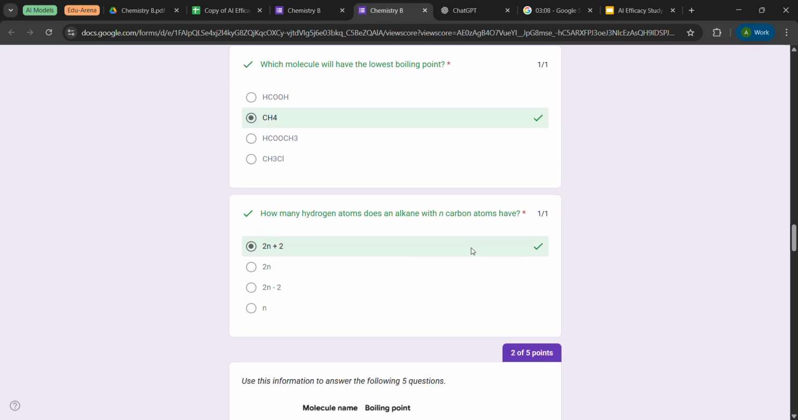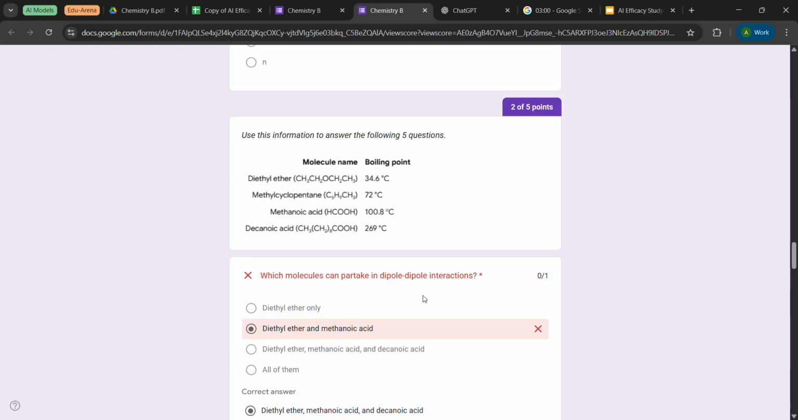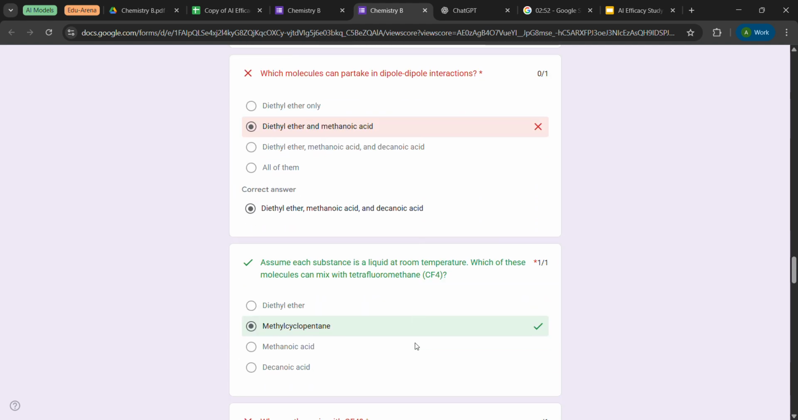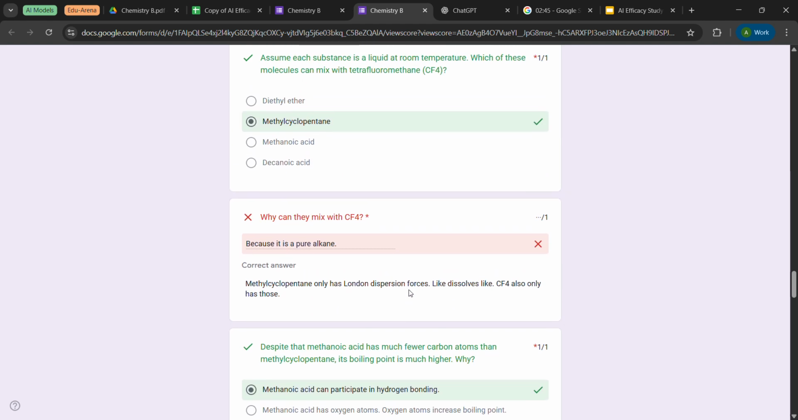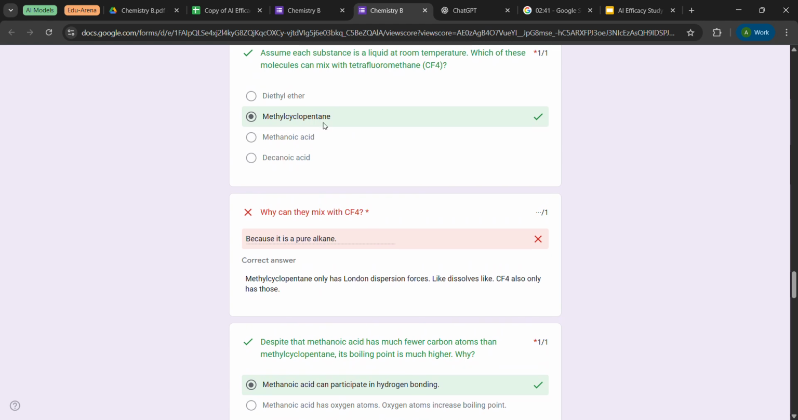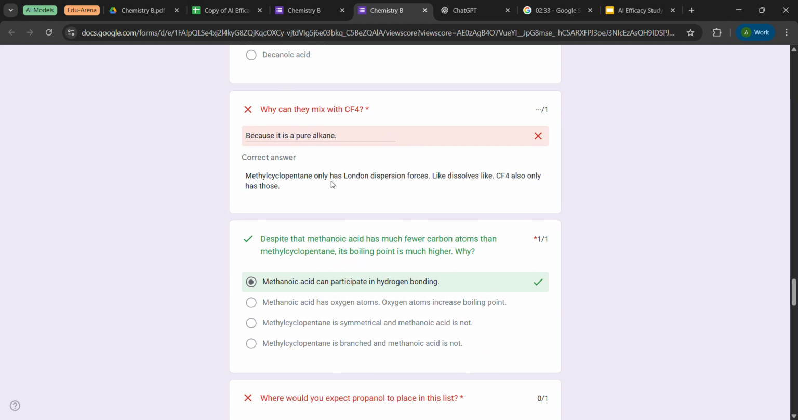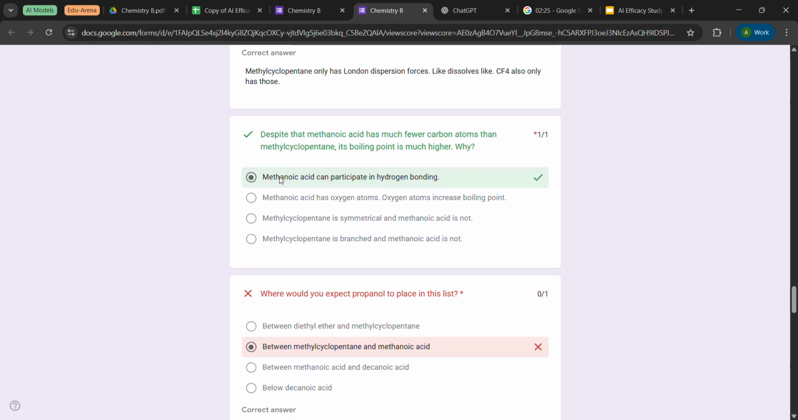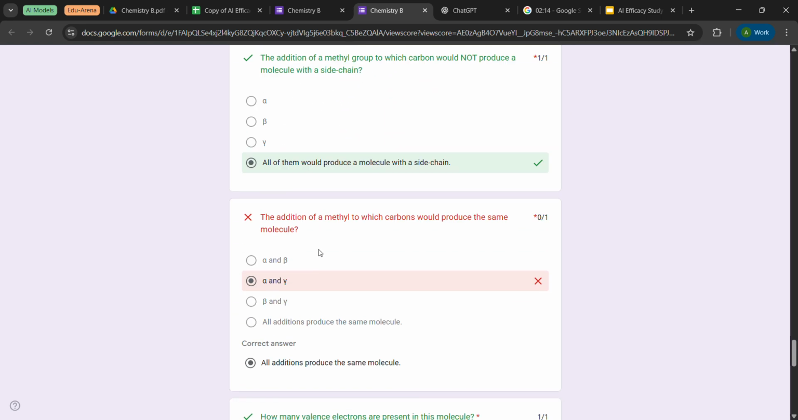How many hydrogen atoms does an alkane with n carbon atoms have? It is okay. This is 10. Okay, I have no idea with this. Okay, again guesswork. That is correct. But hey, this is not guesswork. I mean, almost guesswork. London dispersion forces. Okay. So, methanoic acid can participate in hydrogen bonding. Okay, this is correct.